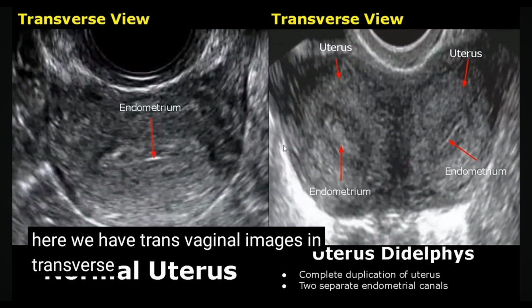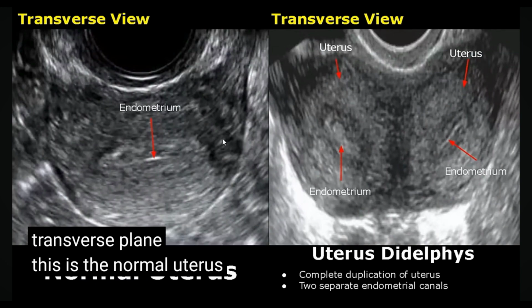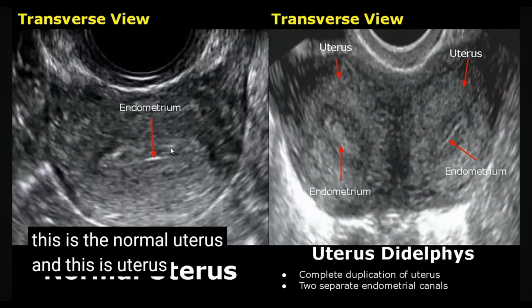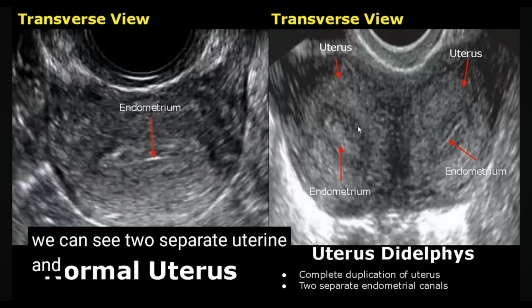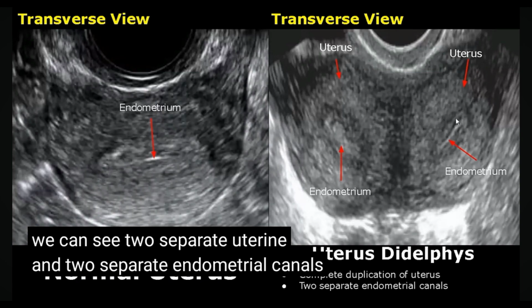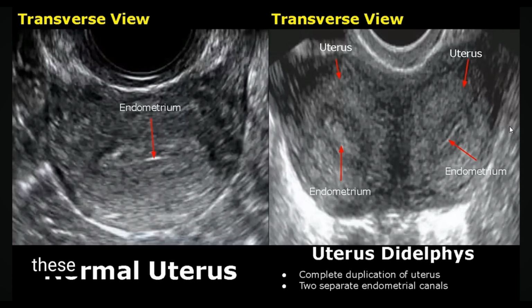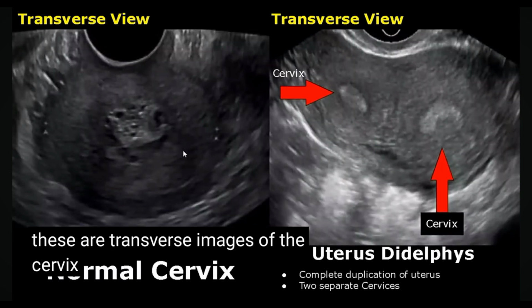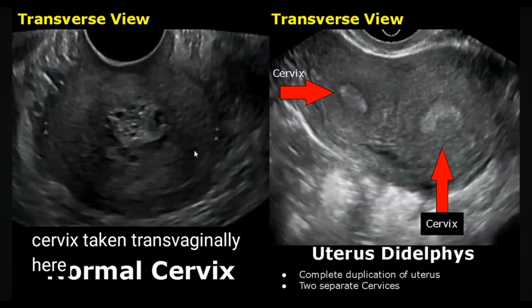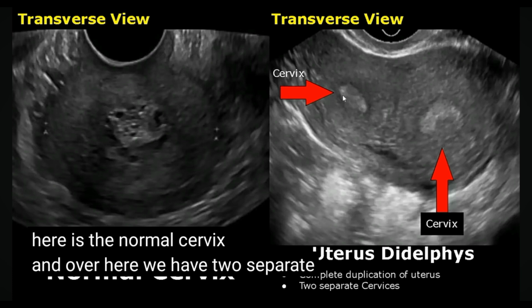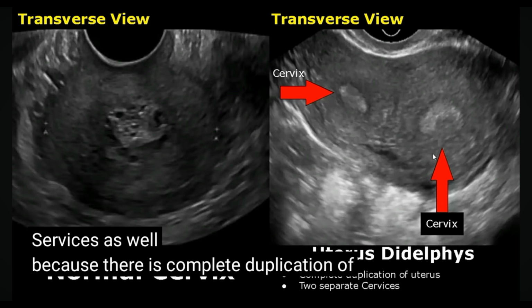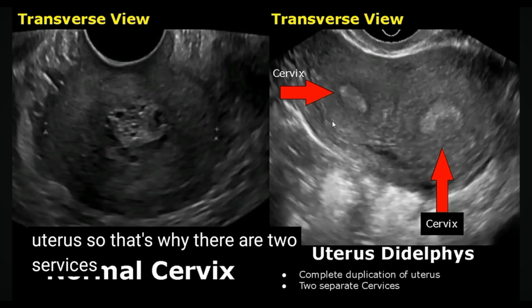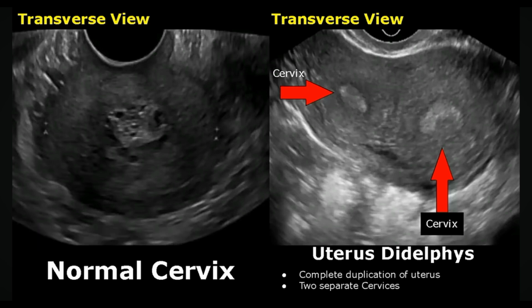Here we have transvaginal images in the transverse plane. This is the normal uterus and this is the uterus didelphys. We can see two separate uteri and two separate endometrial canals. These are transverse images of the cervix taken transvaginally. Here is the normal cervix, and over here we have two separate cervices, because there is complete duplication of the uterus, so that's why there are two cervices.